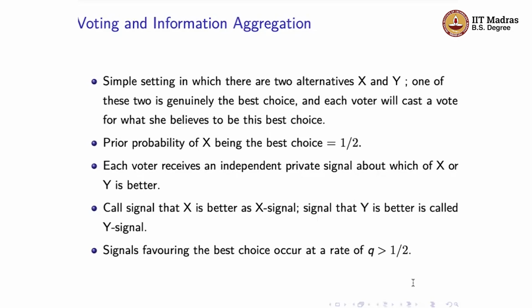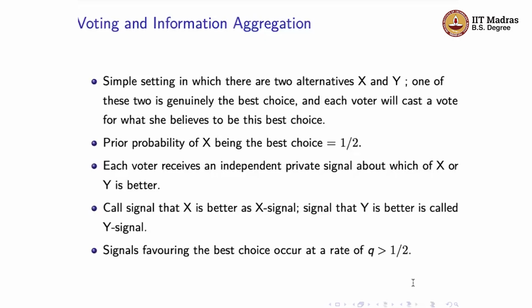After that, each of the voters individually receives an independent private signal about which of X or Y is better, right? If you receive a signal saying that X is better, we are going to call that an X signal. And if you receive a signal that Y is better, we call it a Y signal. So one of these two signals is received by each of the voters. Some of them might receive an X signal, the others might receive a Y signal, and these are independently generated. And also, you do not get to observe the signals that the other voters have received. This is the setting.